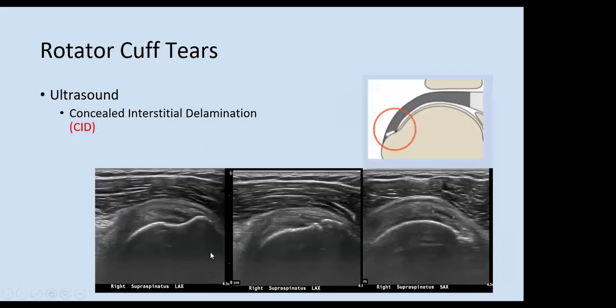Another type of supraspinatus tear is what we call the CID, which stands for concealed interstitial delaminating tear. The reason why it's called concealed is because if they do arthroscopy, they will not be able to see the tear. If they inspect the articular side, they don't see it. If they inspect the bursal side, they don't see it. The reason is that the tear is actually hiding within the tendon fibers. So this kind of tear will not be visible during arthroscopy.